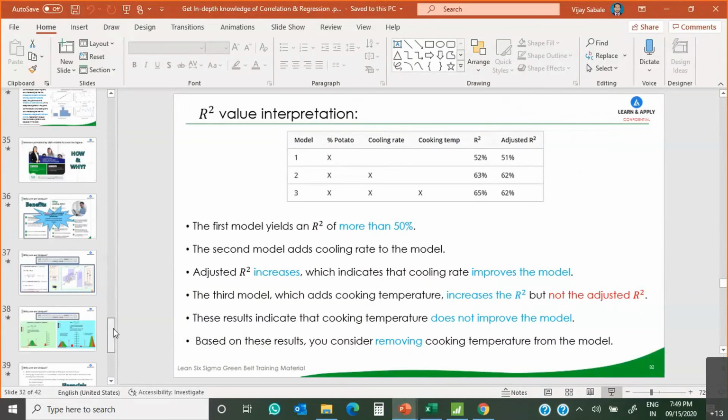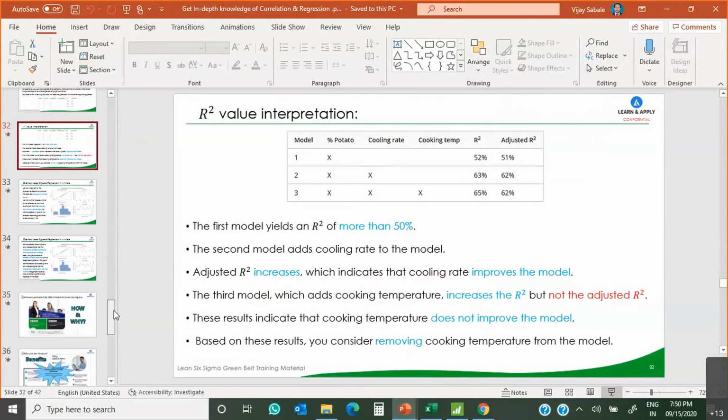Sir, one more doubt. In practical application, every time we have to check whether R square adjusted is adjusting or not, no? Yes, every time. Practically, every time, in practical application.